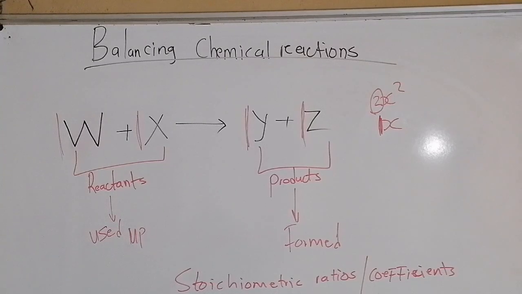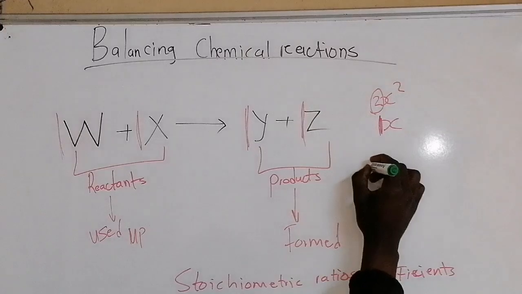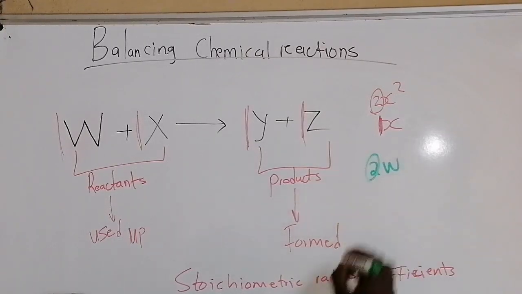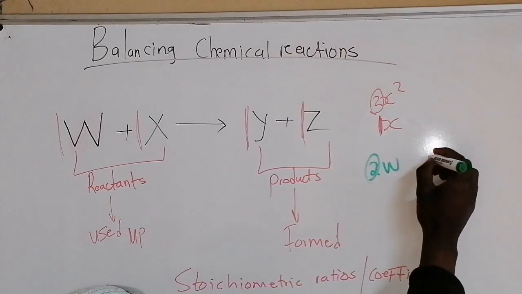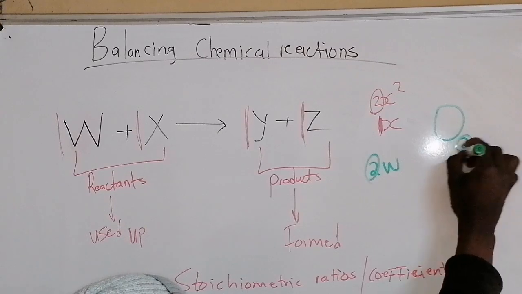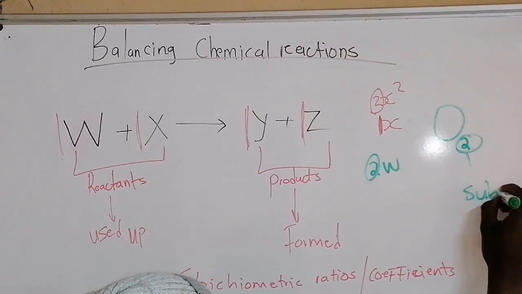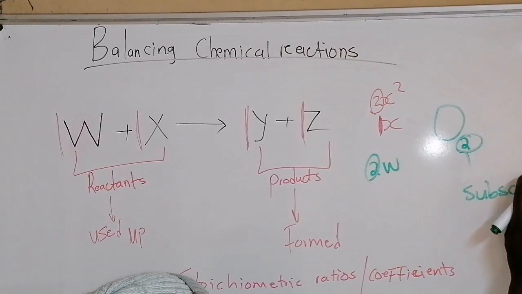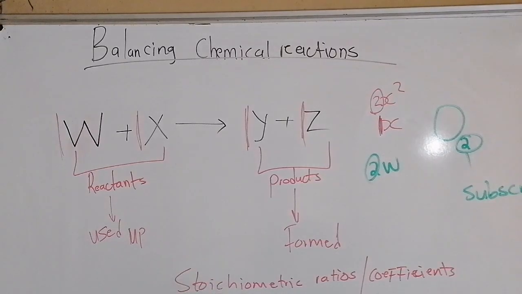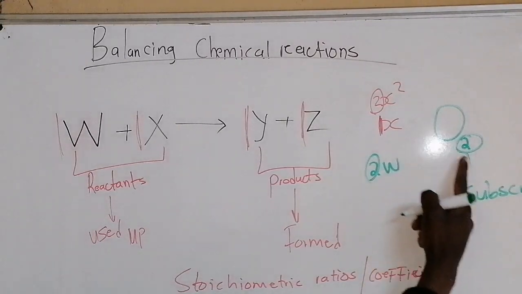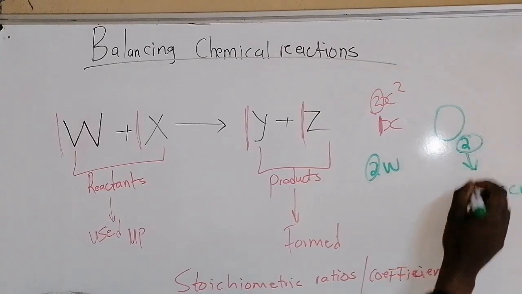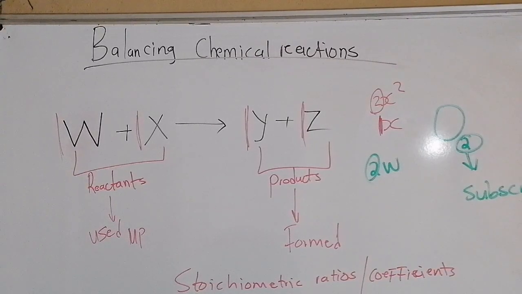I hope you are following. So it is very important for you to know these things. But now if I have 2w, it means that the coefficient or the stoichiometric ratio of w is 2. And we have something again known as a subscript. So in O2, the 2 is called a subscript. That 2 tells us how many times the oxygen, or the O, is repeated.